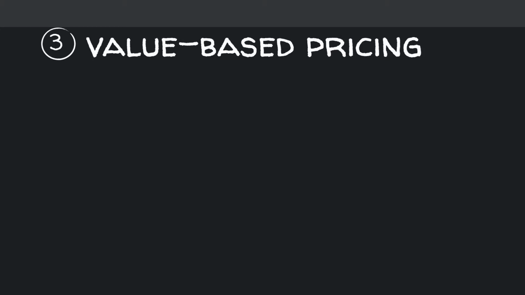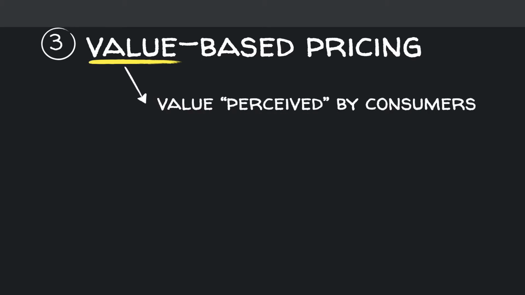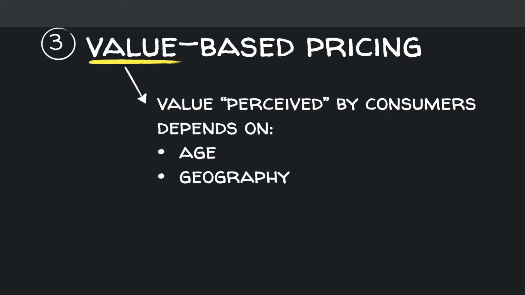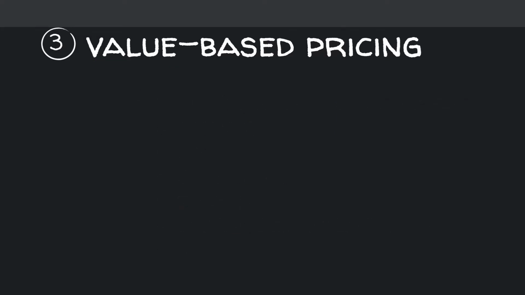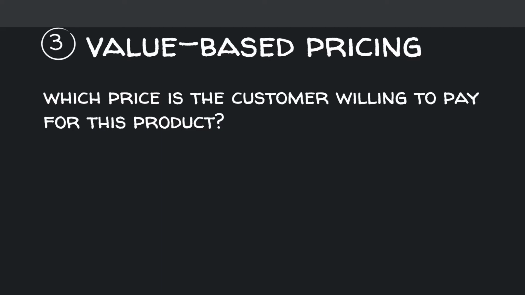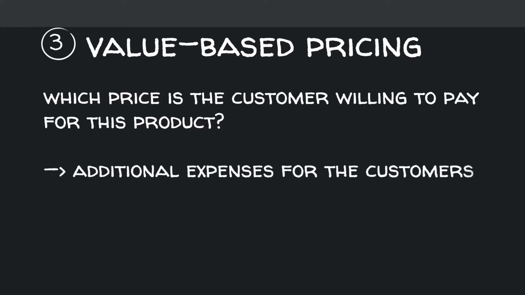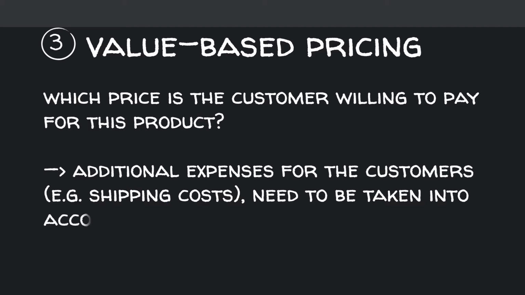This last point brings us to pricing strategy number 3: value-based pricing. According to this strategy, prices should be based on consumers' perceived value of the product. If you think this strategy is the one relevant in your case, it is important to have information on the different segments of the market. In fact, perceived value can be highly dependent on age, geography, trends, educational backgrounds, and so on. Besides, it is important to determine whether access to your product would result in additional expenses on the side of the consumer, such as shipping costs.